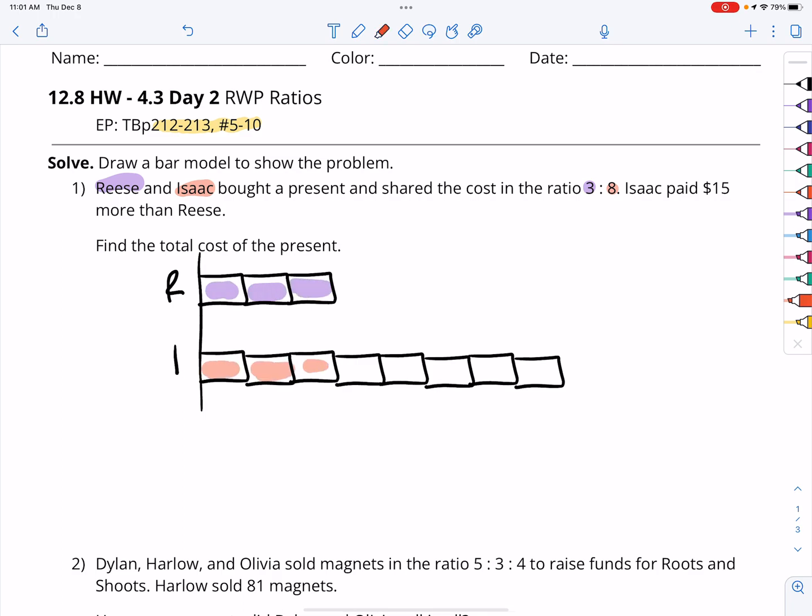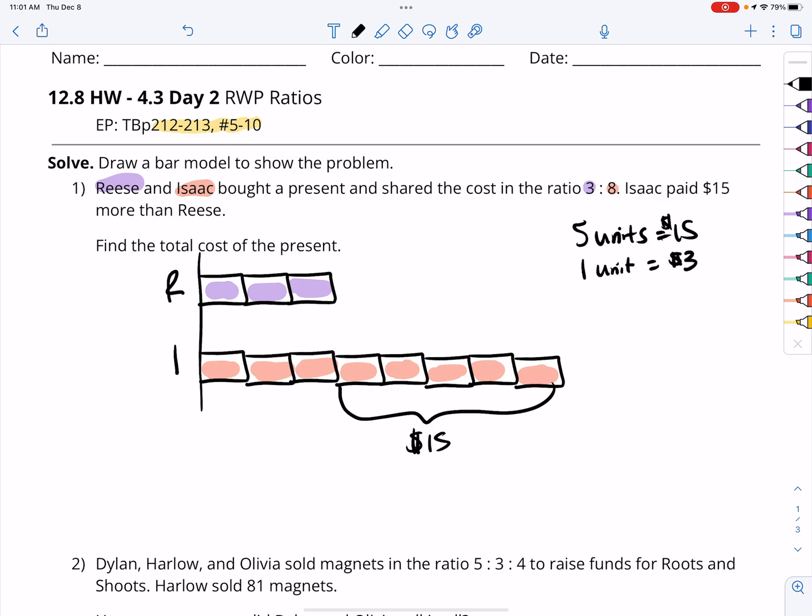All right. So the other piece of information that the problem gave us was that Isaac spent $15 more than Reese. So that means this portion here has a value of $15. So there are 5 units with a value of $15. So that must mean that 15 divided by 5 would give us 1 unit. So each unit is $3. And if I write these in here, that would be a great way for me to check: 3 plus 3 plus 3 plus 3 plus 3 does equal 15.